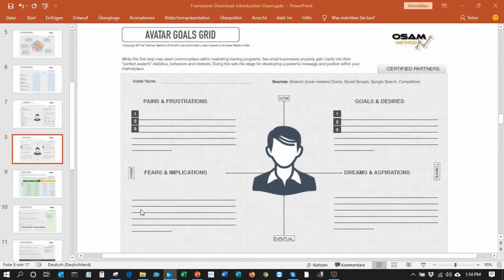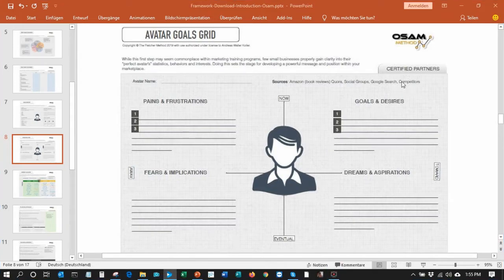The fear and the implication is, I have to work even more hours to compensate and make things happen. So think in this way when you go from the pains and frustrations to the fears and implications, and write them down the same way you did it on top here.